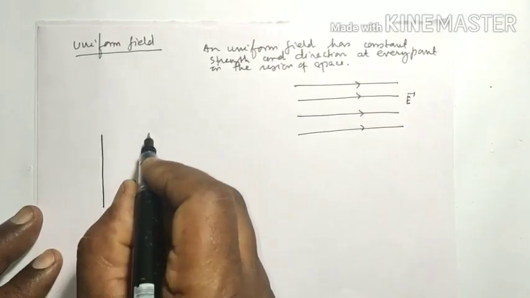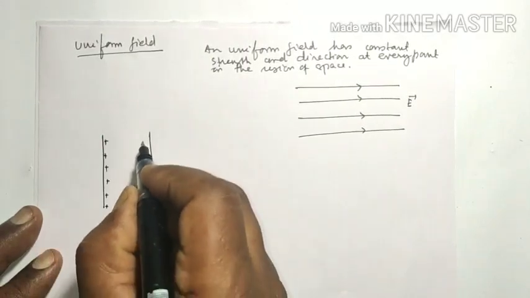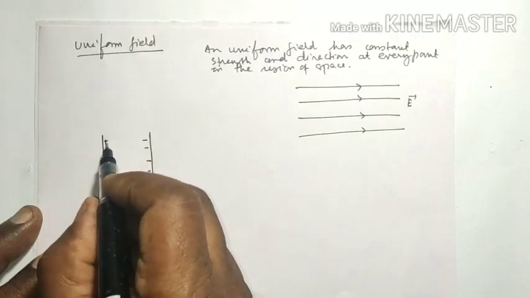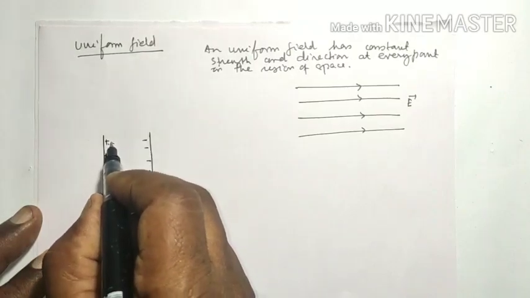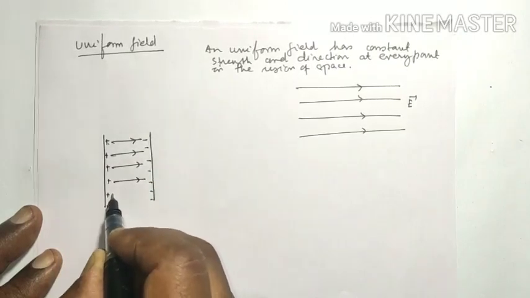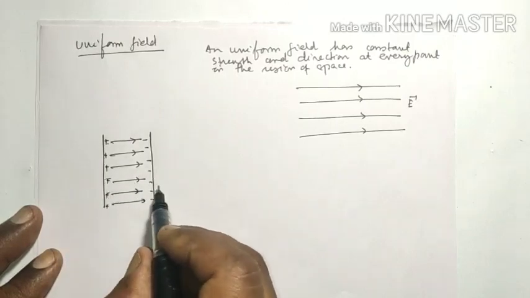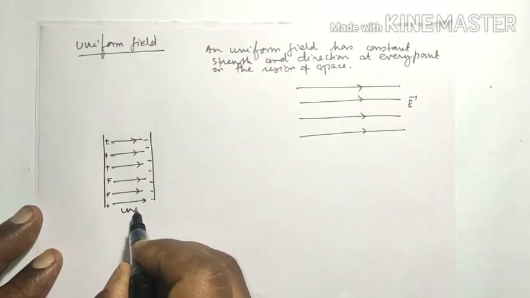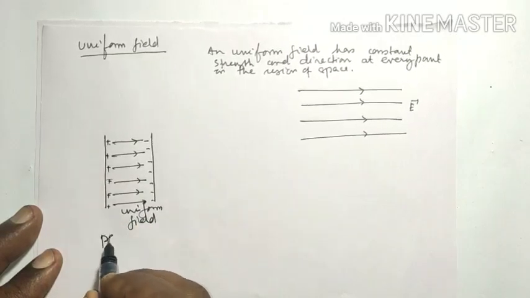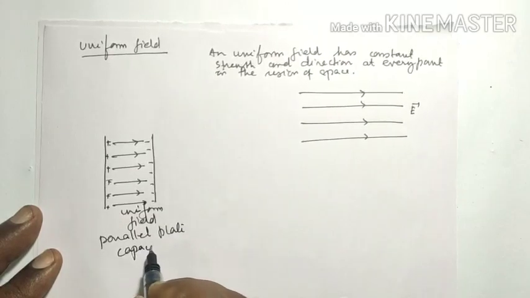Consider two plates. One is positively charged and the other is negatively charged. So lines of force start from the positive plate and end on the negative plate. So these are the field lines, and the field created by these two plates is uniform. This is your uniform field, the case of a parallel plate capacitor.